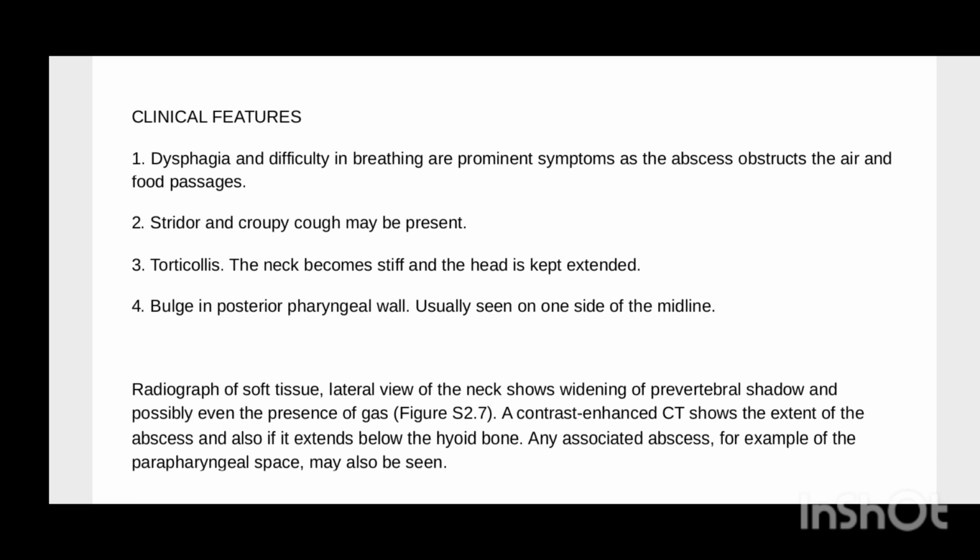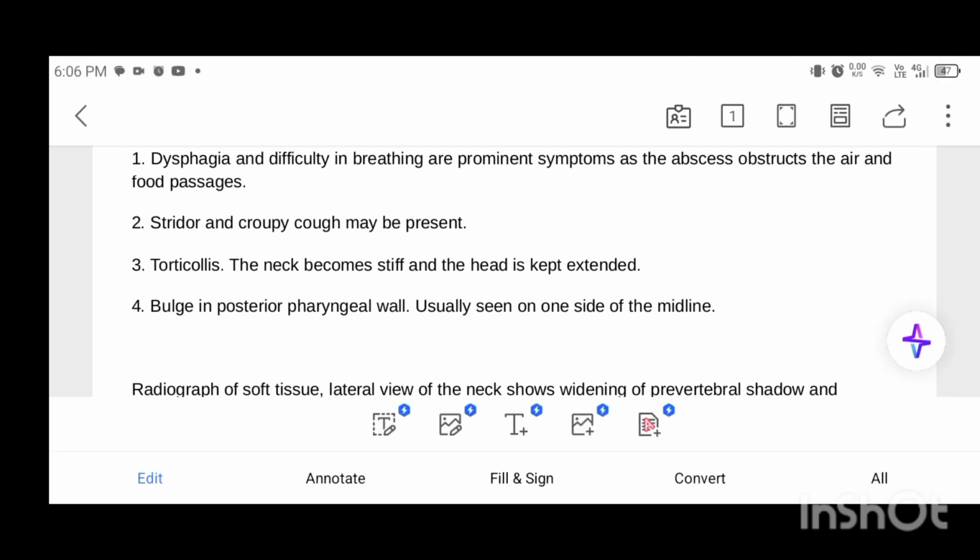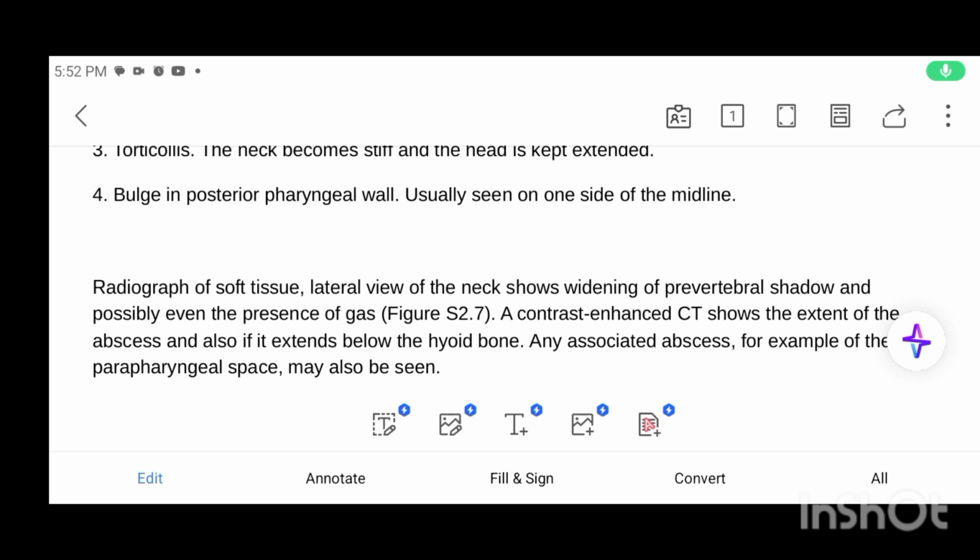And there we can see a bulge in the posterior pharyngeal wall, or a bulge in the posterior neck. So these are diagnostic of the acute retropharyngeal abscess. And if we look at the radiograph, we see widening of the retropharyngeal space there.